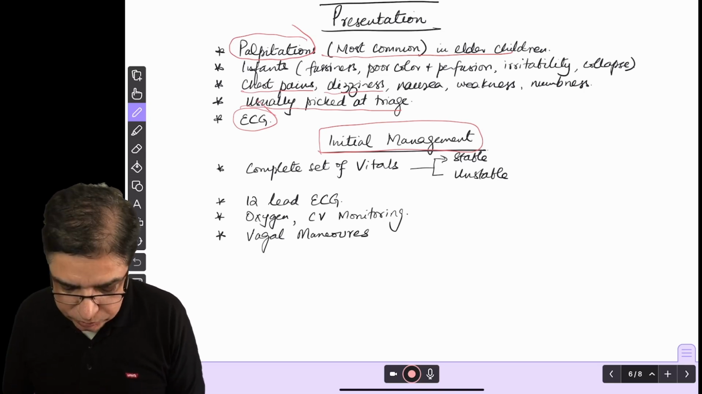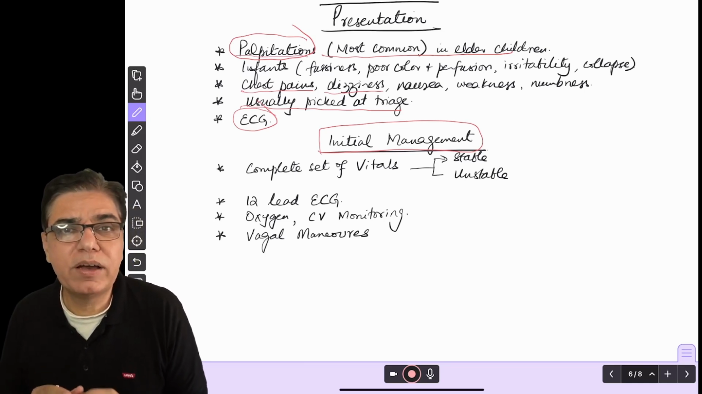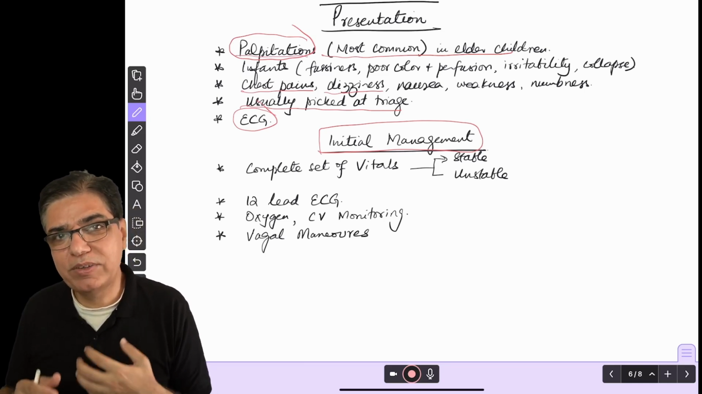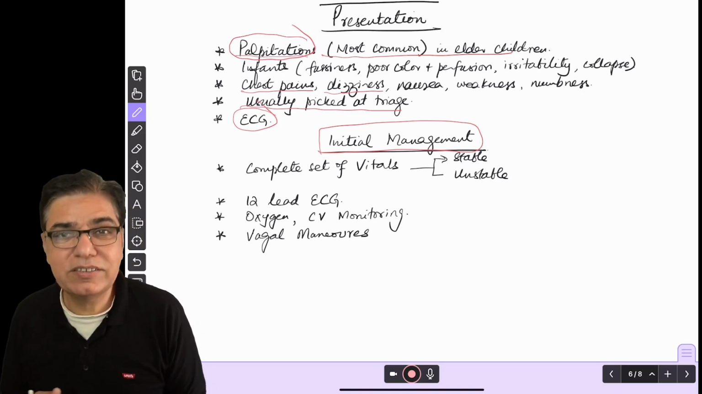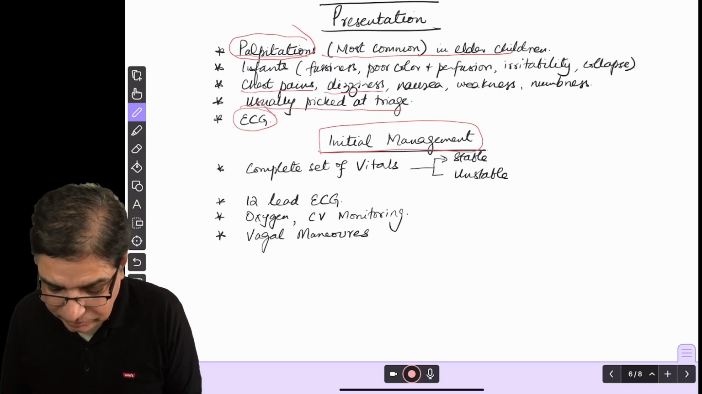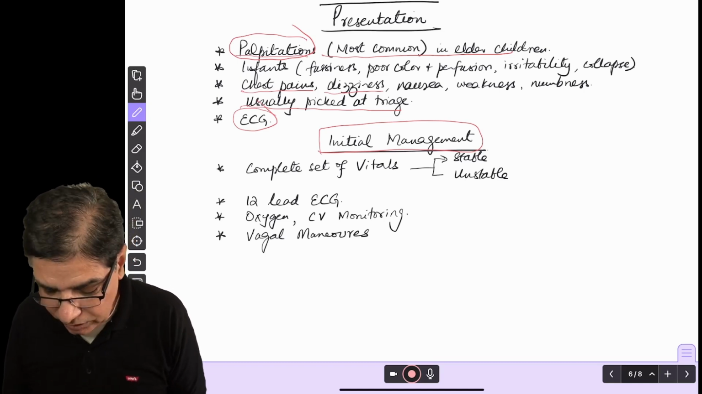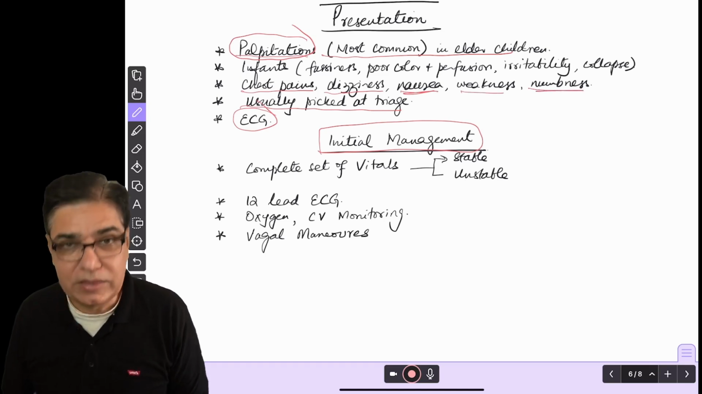So in younger children and infants, it's mostly subtle symptomatology. In older children, it's mostly palpitations or a thumping sensation in the chest. It might also be accompanied by other symptoms. With the palpitations, they might complain of chest pain or tightness in the chest. They might complain of generalized weakness and dizziness, nausea, or generalized numbness in the body.